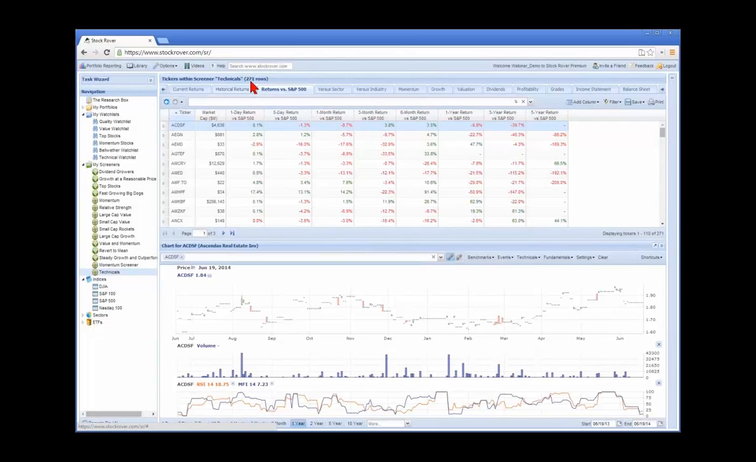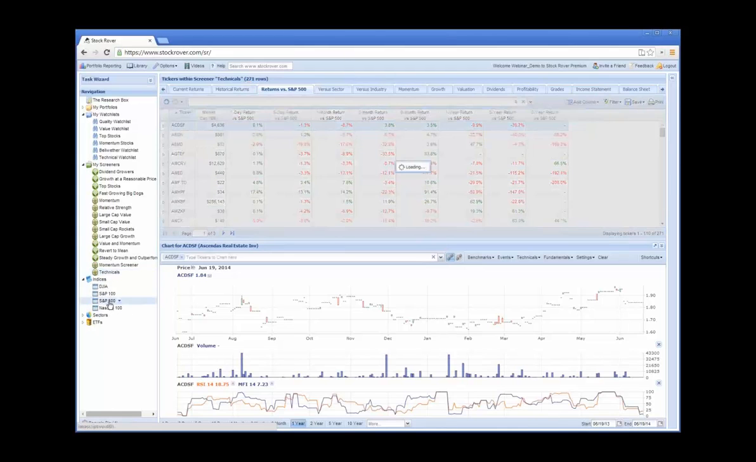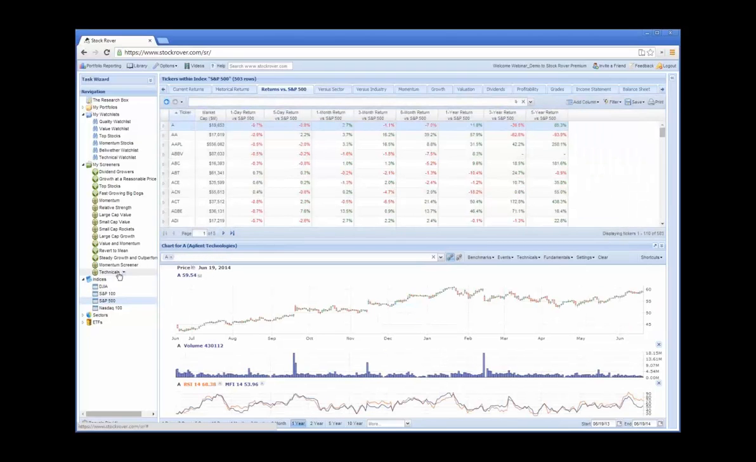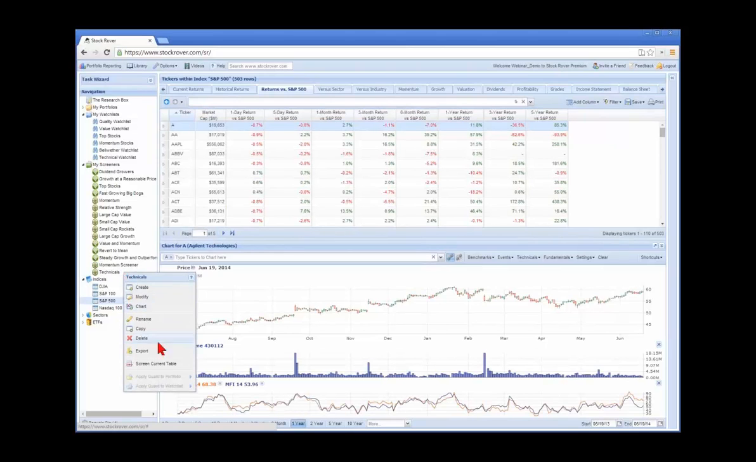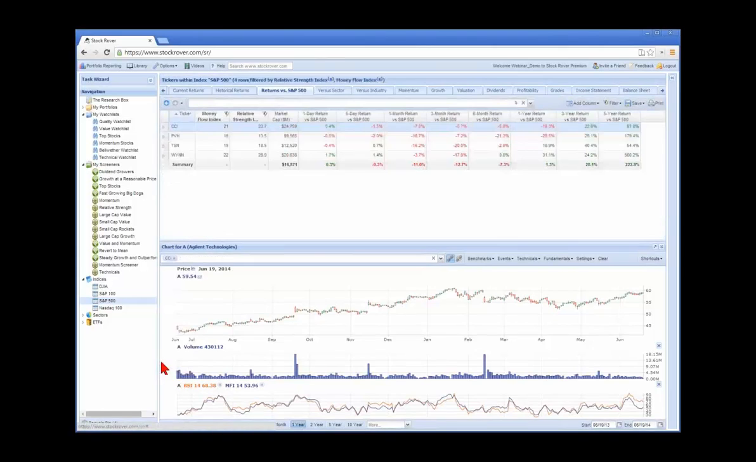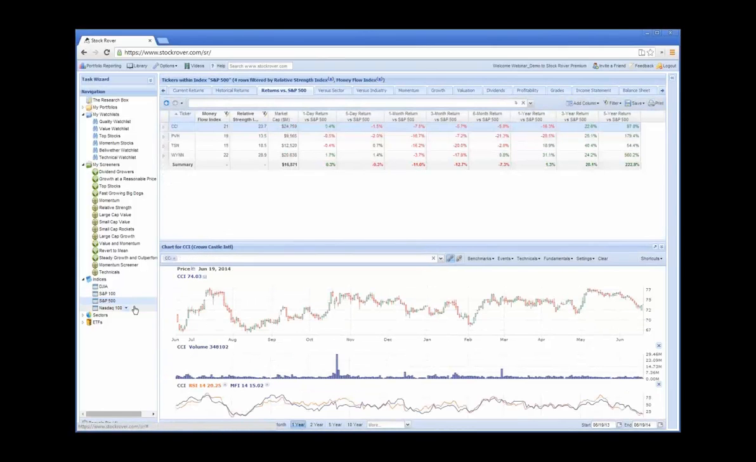270 is quite a lot of stocks to look through, so you can also use a technical screener on a population of stocks that you know you're already interested in. So, for example, I can load the S&P 500 in the table just by clicking that. And then over in the navigation panel, I can right-click the technicals, not load it, just right-click it to get its menu. And then I select Screen Current Table. And that'll just apply those technicals onto this population of stocks.